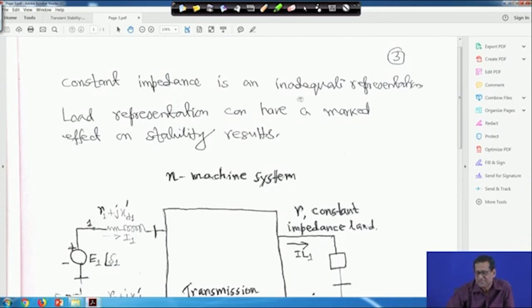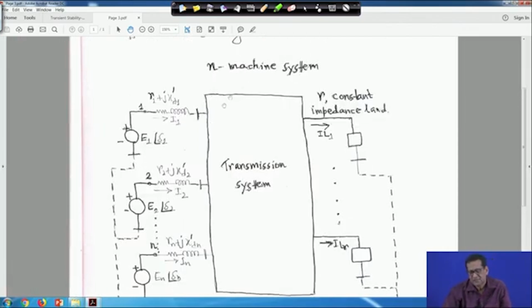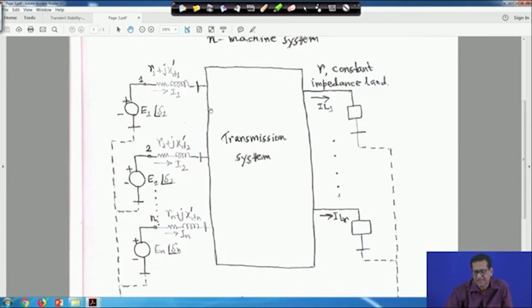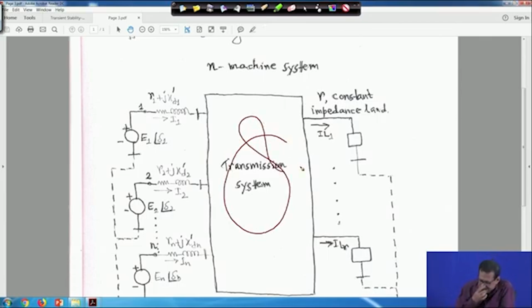So, constant impedance is an inadequate representation. Load representation can have a marked effect on stability results. Now suppose you have a machine system, and this is my transmission network. So, generators are there. Suppose you have n number of generators.